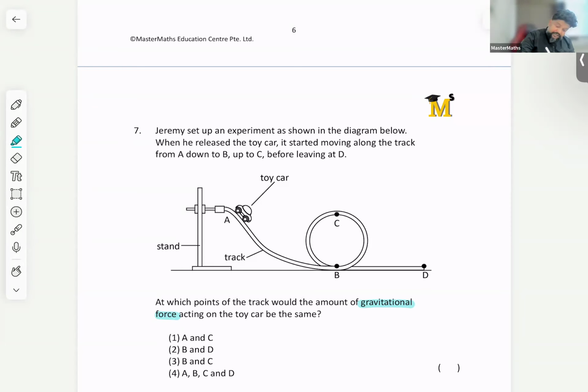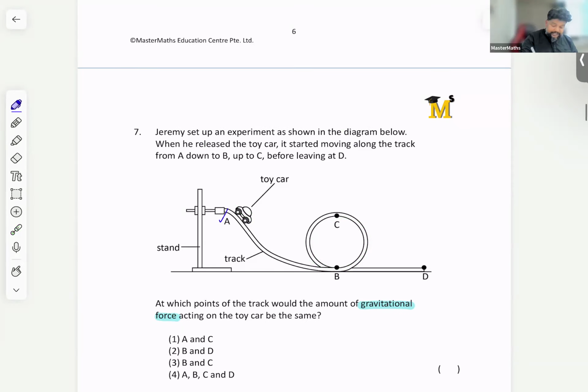Okay. So as the car is traveling down this thing, did the mass of the car change? No. Did it go into space, then come back into Earth? The car's mass did not change. So does the gravity change or not? No, because the mass is the same, the location is the same, the amount of gravity is always the same. So at which points is it the same? On A is the same, B is the same, C is the same, D is the same.